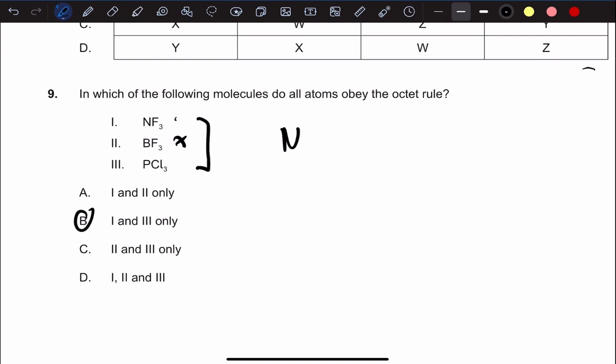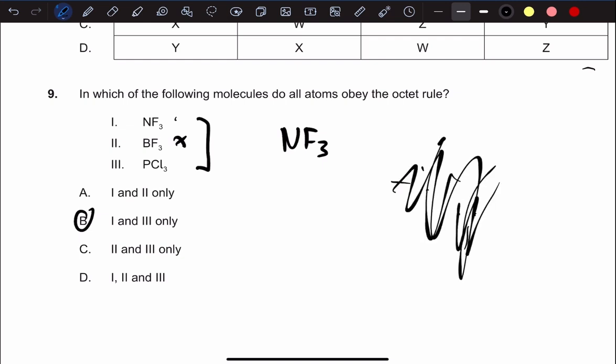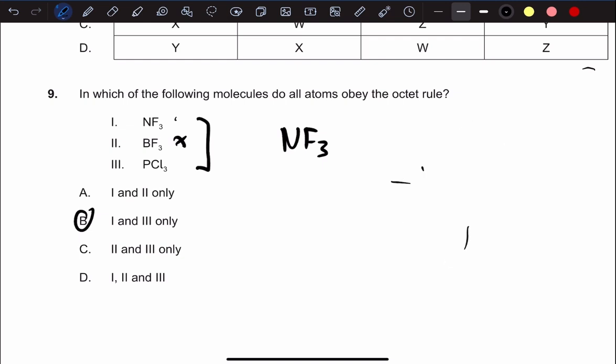Okay, so now just to show you guys the proof behind it, we have NF3. So nitrogen has 5 valence electrons, okay, and we know it's going to form 3 bonds with fluorine. So 5 valence electrons, 3 bonds, okay? That gives our nitrogen 3 bonding pairs and 1 lone pair. That's 8, okay? I'm making this a bit confusing, but essentially, we have 1 bonding pair, 2 bonding pairs, 3 bonding pairs, and 1 lone pair, right? And that gives us an octet, okay?